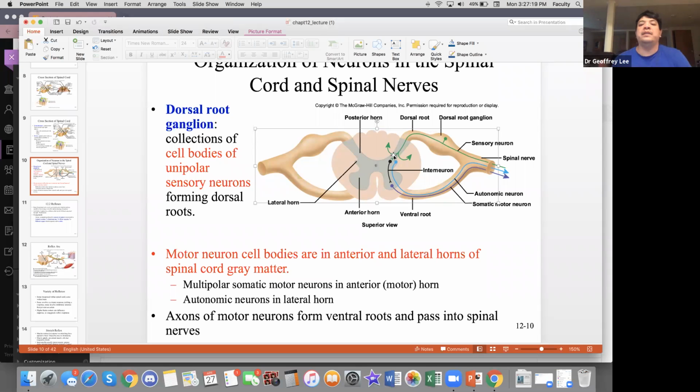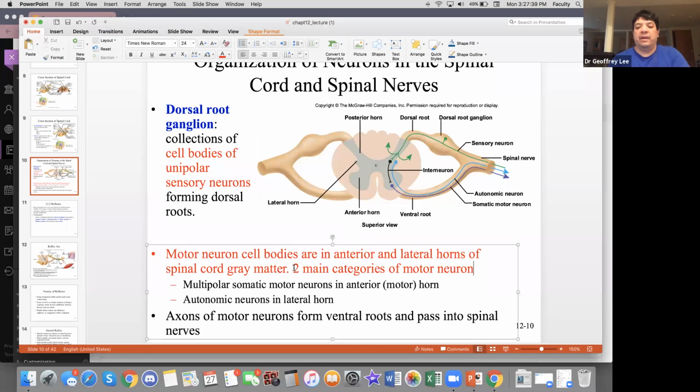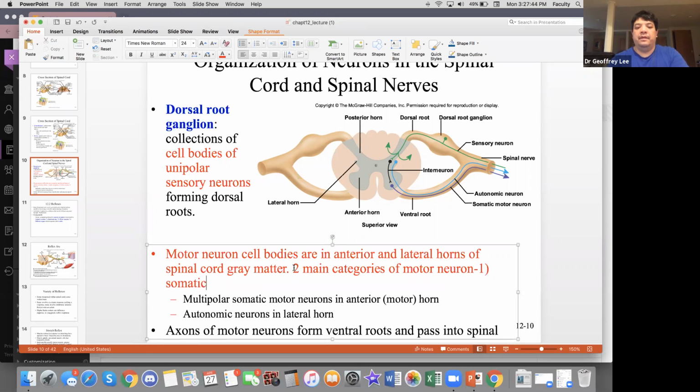Now, motor neurons are there to trigger some kind of movement. The big difference is this: we have two main types of movements possible, two main categories of motor neurons. And we kind of mentioned it in chapter 11. One of them is somatic motor neurons. Somatic motor neurons will go to skeletal muscles, and they are voluntary.